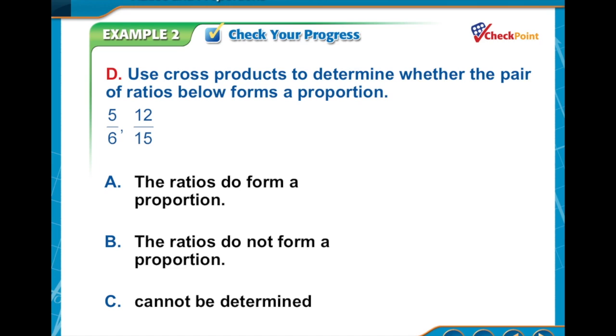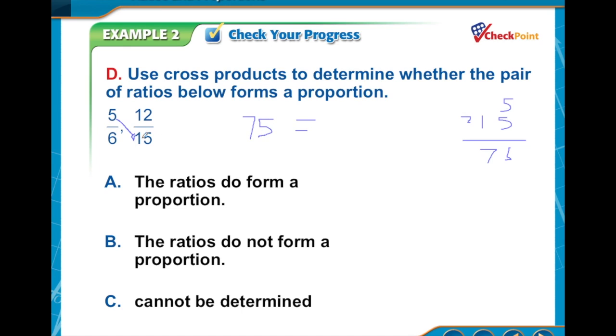So this example 2 asks us to use these cross products, determine whether the pair of ratios form a proportion. So are they equal? And this one will be a little bit easier since we don't have decimals. So we'll take 5 and multiply by 15. That's our first one. So on the left side, what is 5 times 15? Well, 5 times 5 is 25. And 5 times 1 is 5, plus 2 is 7. So 5 times 15 is 75.